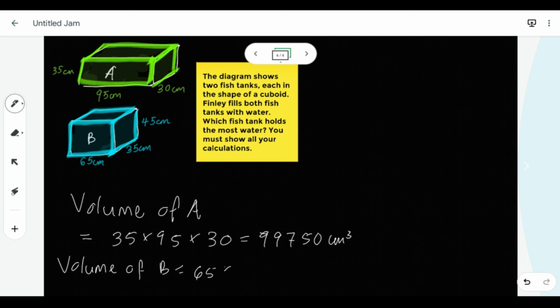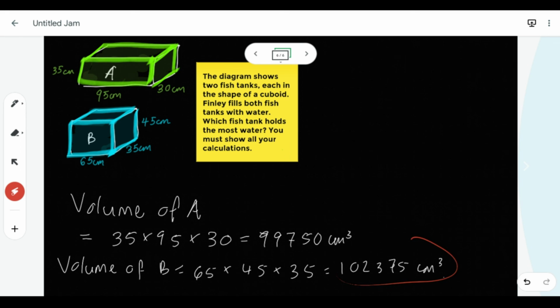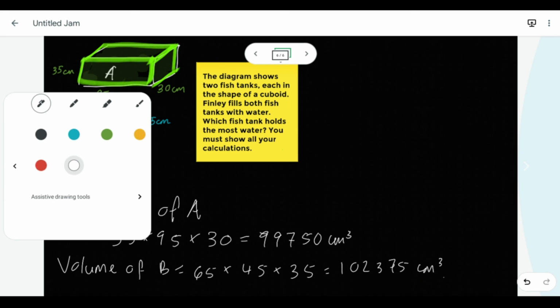Now, volume of cuboid B is then 65 multiplied by 45 multiplied by 35 to give you an answer of 102,375 centimeters cubed. This gives you, of course, your final answer of tank B being the tank that can hold the most water, but you need to make this clear in your answer to ensure that you get all marks.